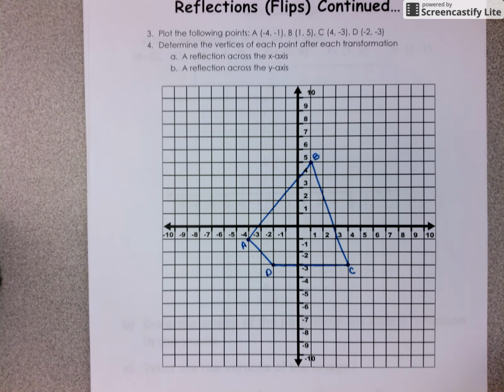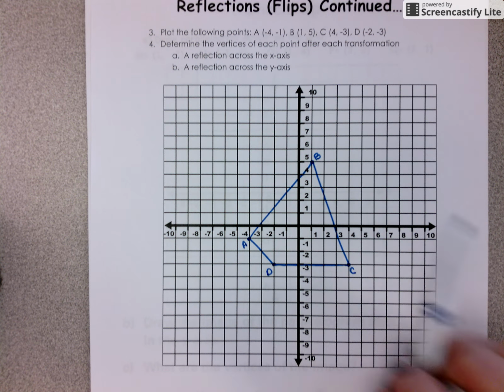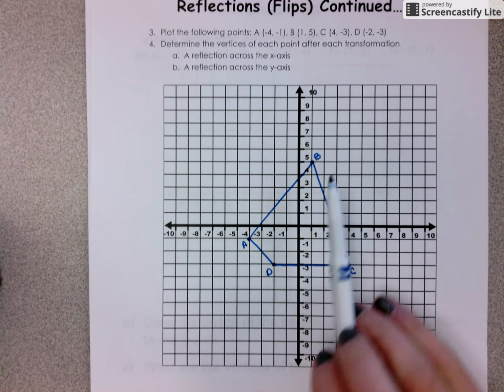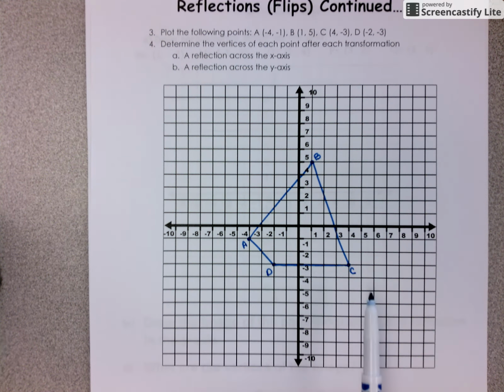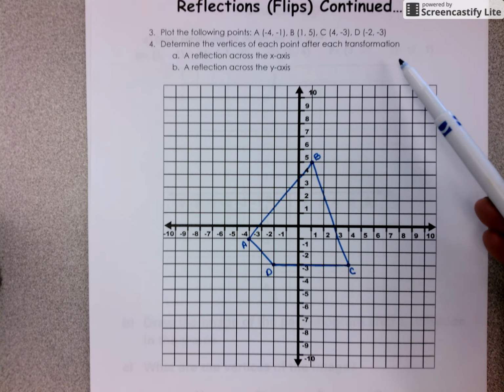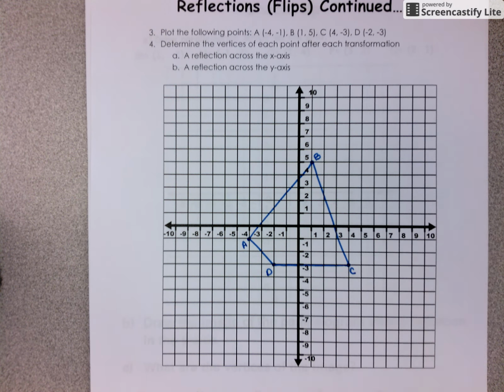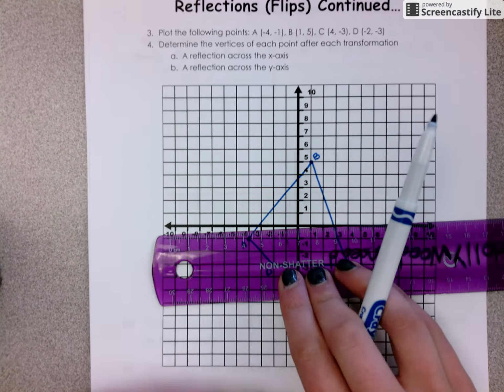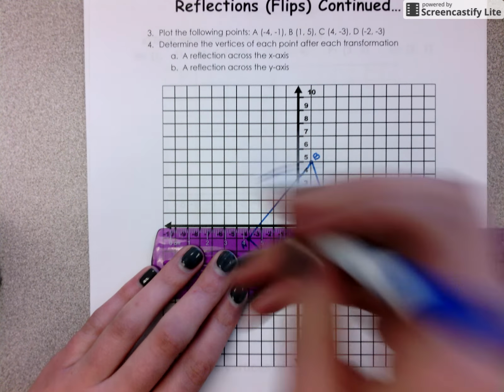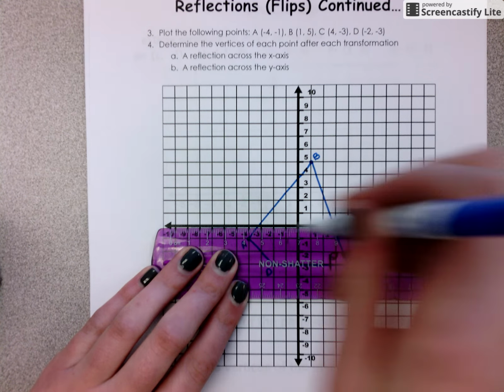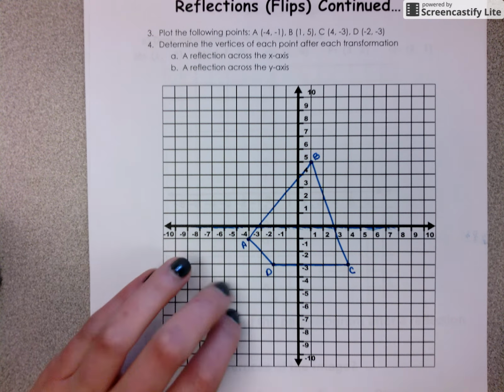Okay, so you should have a shape like this. And as you can see, we've got a point in the first quadrant, we have 2 points in the third quadrant, and 1 point in the fourth quadrant. And our first set of information here is to do a reflection across the x-axis. So the x-axis is this one, right? So I'm just going to highlight this so you can see this is the one that we are going across.